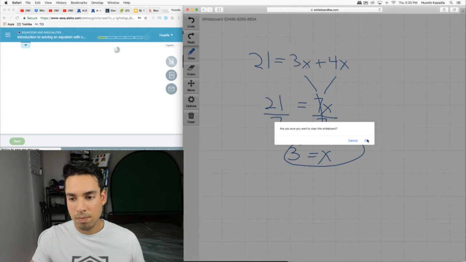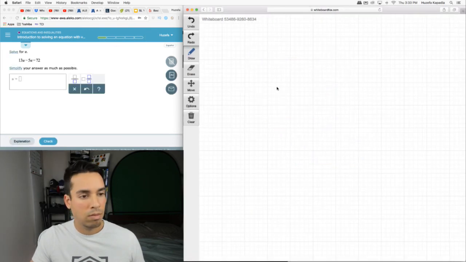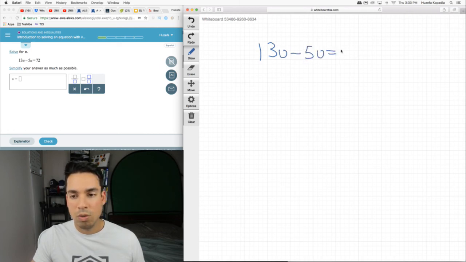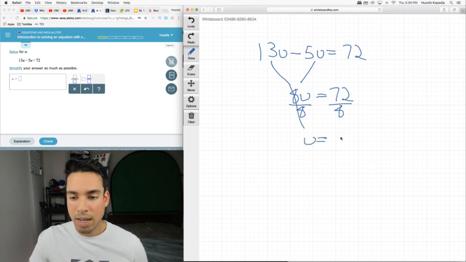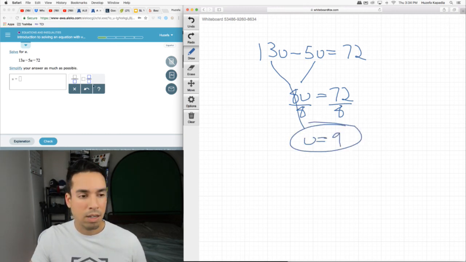All right, next. 13u minus 5u equals 72. Same thing. First, we've got to consolidate. What's 13u minus 5u? It's like 13 apples minus 5 apples, which is 8. 8u equals 72. Now, same thing. The 8 is multiplying the u, so we need to divide both sides by 8 to isolate. u equals 72 divided by 8, which is 9.